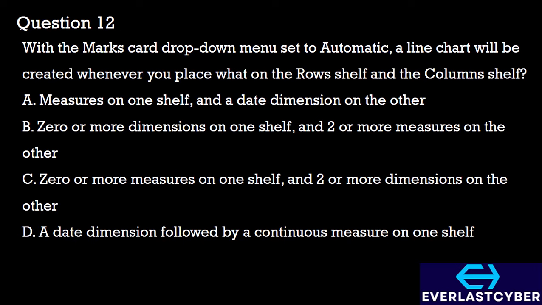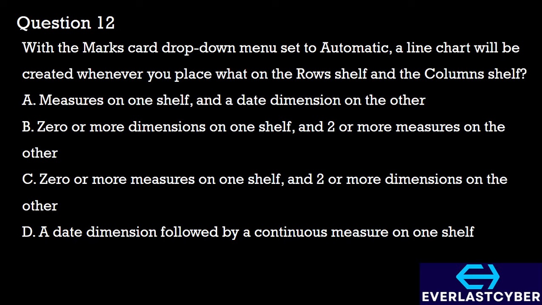In Tableau, when the marks card drop-down menu is set to automatic, a line chart is created when you place measures on one shelf, which is usually the rows shelf, and you place a date dimension on the other shelf, which is the column shelf. So the date dimension could either be ship date or other dates, while the measure can be, let's say, sales and profits. So this combination of measure and a date dimension is used to visualize trends over time.